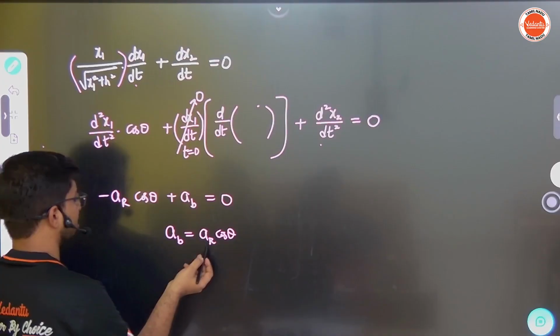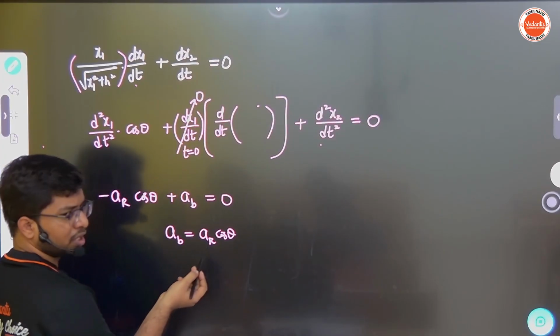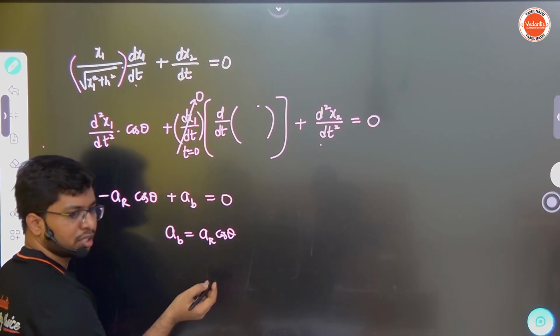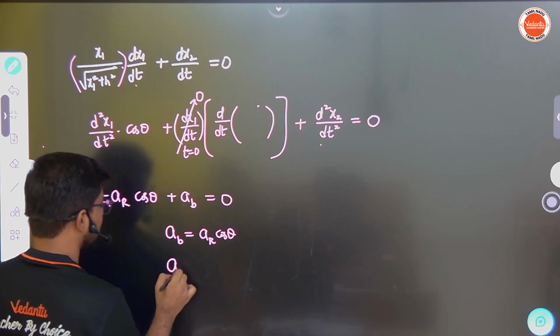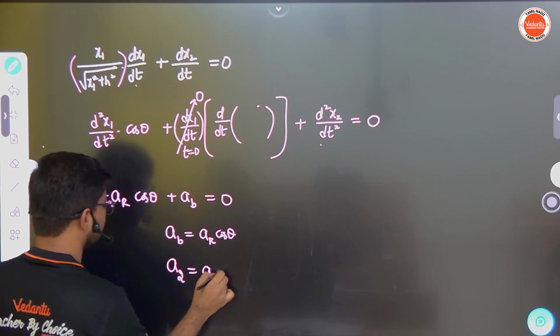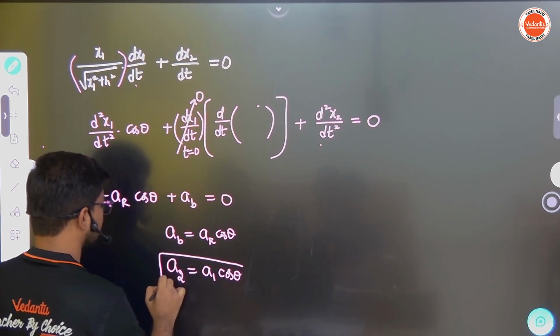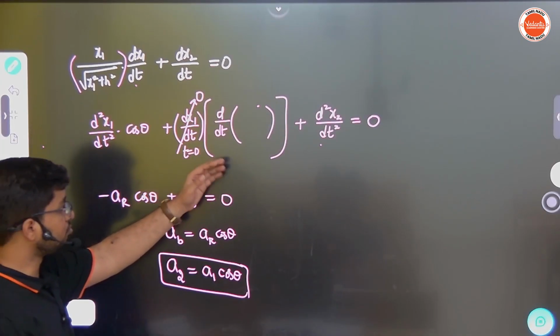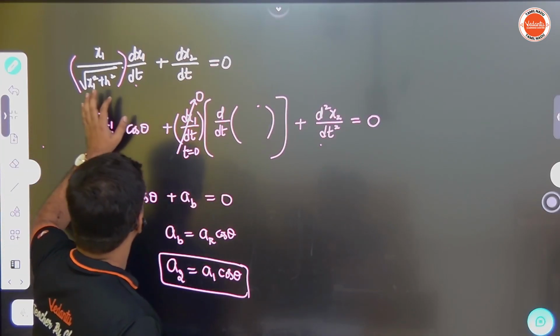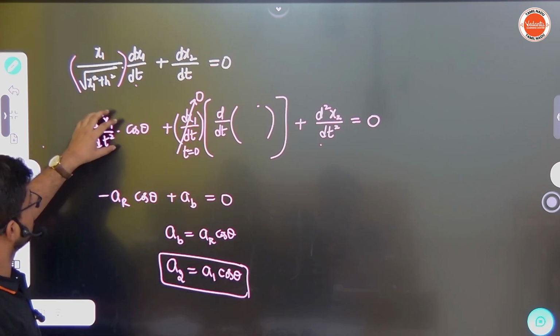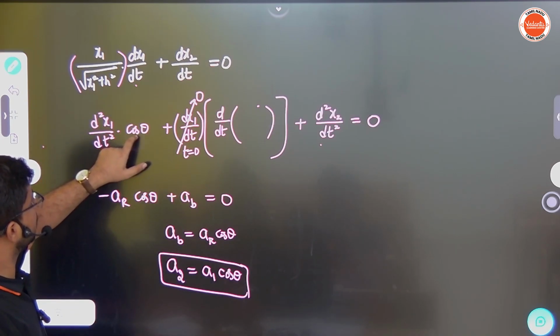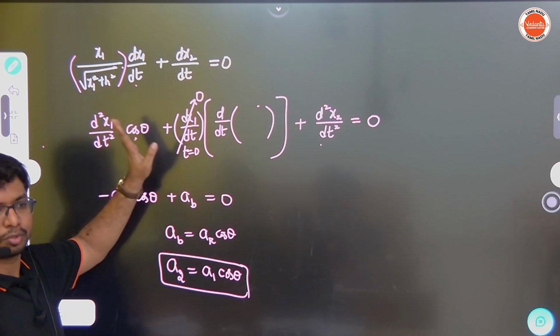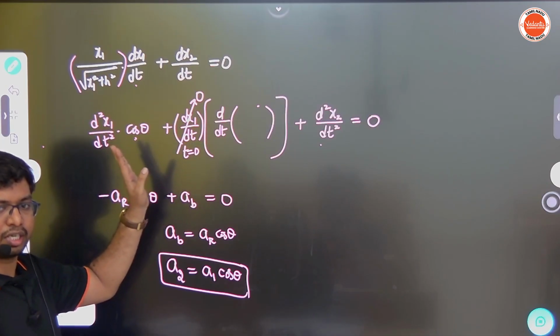Acceleration of the, I think I've taken this as equal to a1 and a2, right? We took them as a1 and a2. So this is a2 is equal to a1 cos theta. Clear? Now look at this part here. You see, this cos theta over here is not fixed here, because theta is varying here, that will change, right?